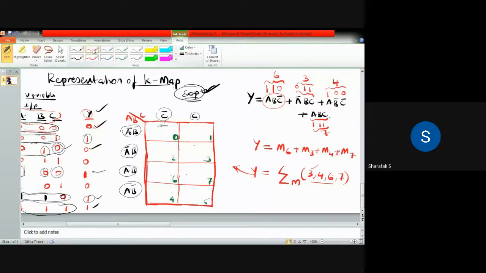That third cell has a value equal to 1. And the fourth cell is this one, which is also equal to 1. And the sixth one, this one, is also 1, the seventh one is also 1. So this is how we will represent the particular question by using a K-map.